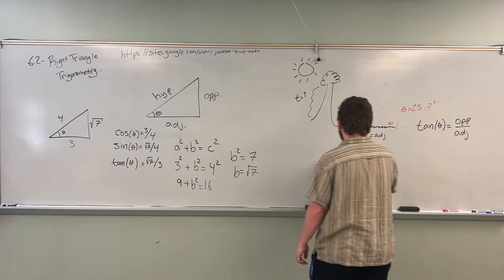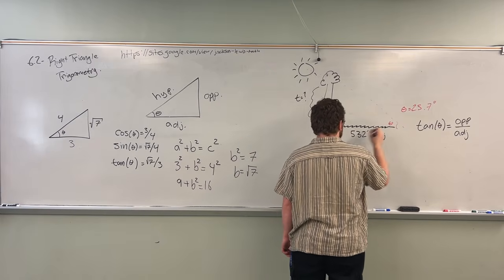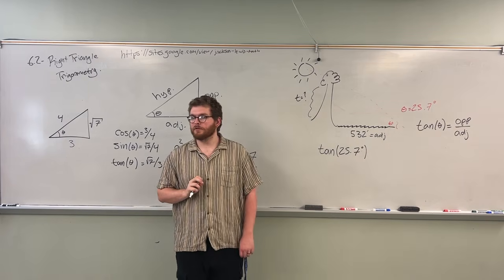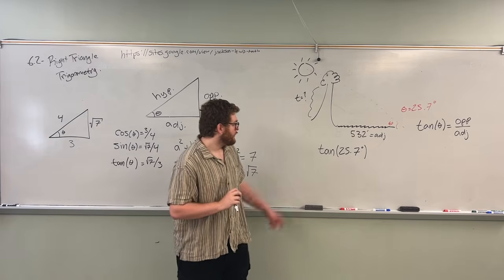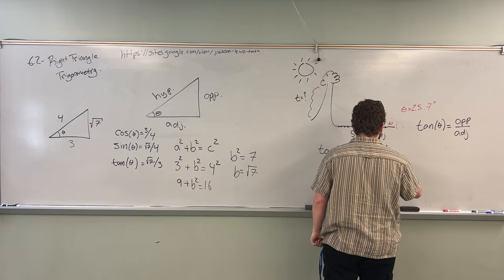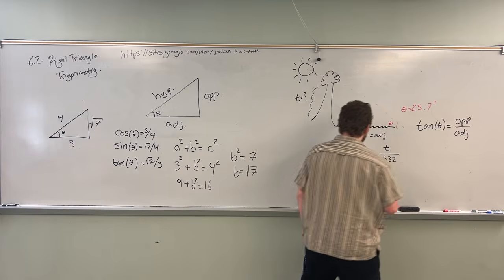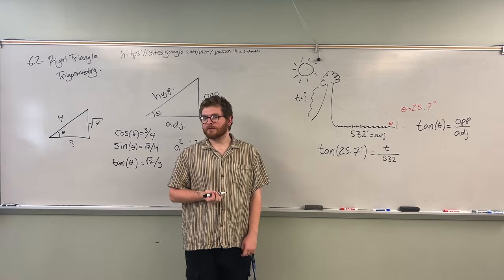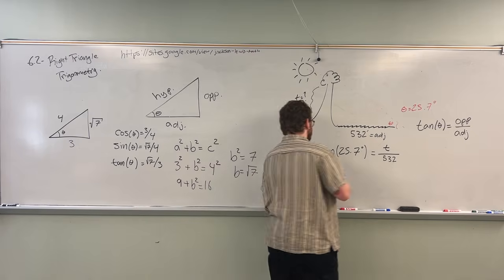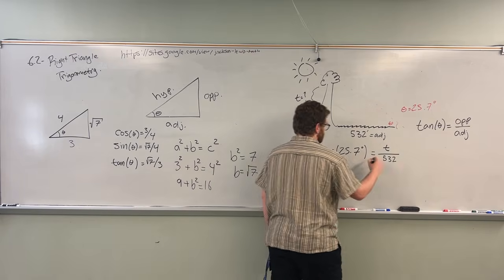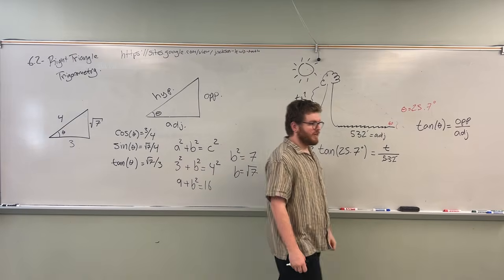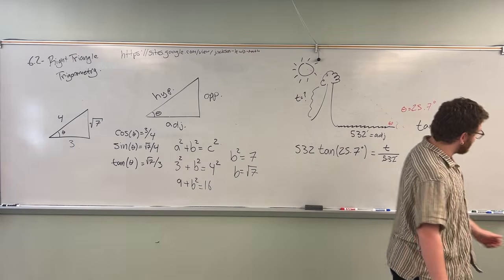Cool. So that means that tan of my angle 25.7 degrees, I'm going to put degrees because it's important to remember what you're working with when you put it in your calculator, is equal to the opposite, which I don't know, T, over adjacent, which is 532. And then how would I solve for t here? Multiply both sides by 532. So the height of my tree is 532 tan 25.7, which works out to about 256 feet.